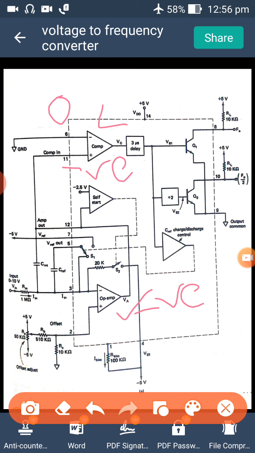If the comparator output is low, this is applied to the 3 microsecond delay. The output of the 3 microsecond delay will be what? Before 3 microseconds it will be high, the inverse of this one. Now it is low, but before 3 microseconds it will be high. This high is applied to the transistor Q1. If a high is applied to the transistor, it will become on. If the transistor is on, F0 will be low, the reverse of this. Okay.